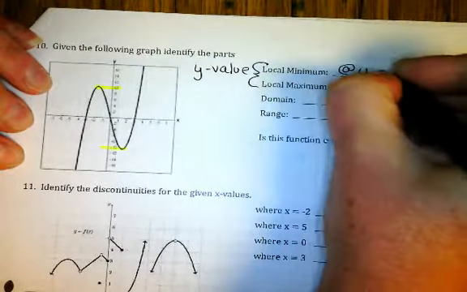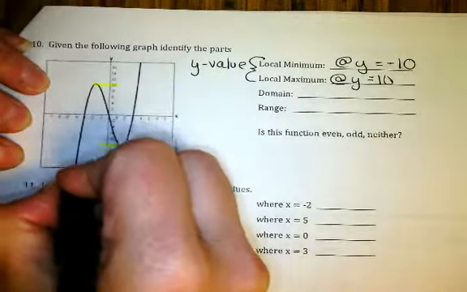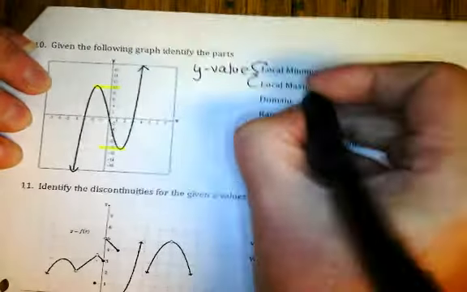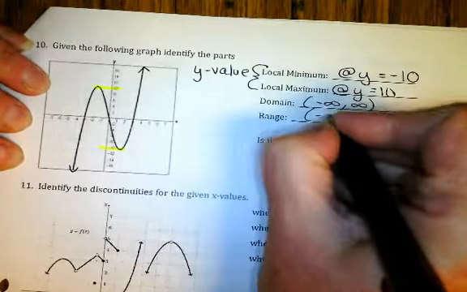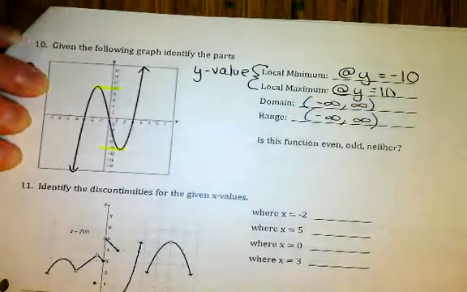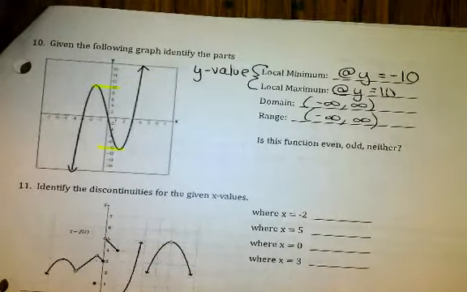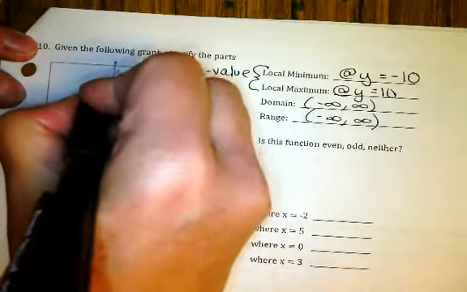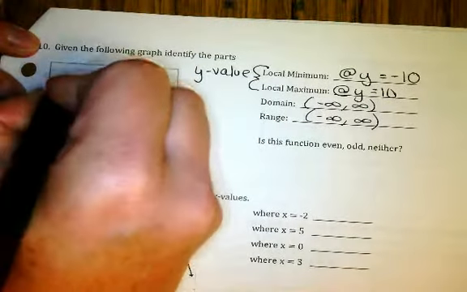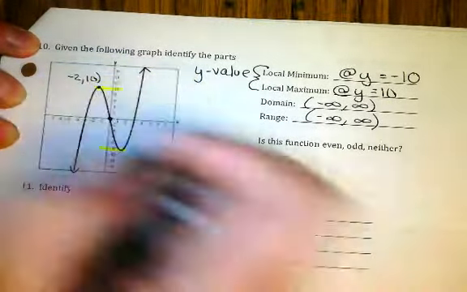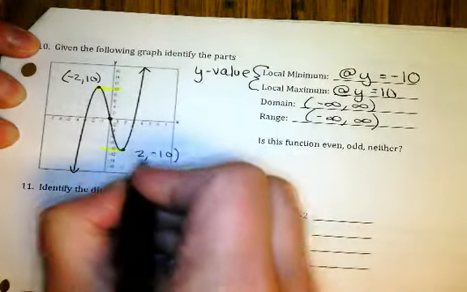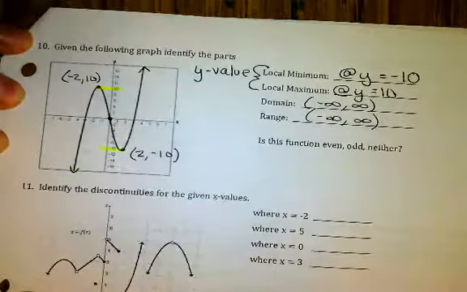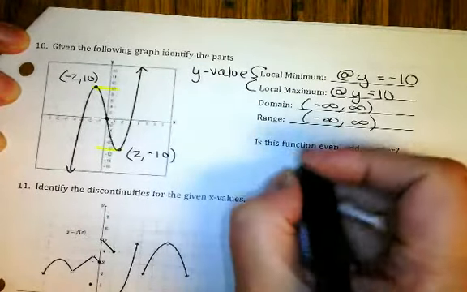at y equals -10. Now, for my domain and range on this, this thing does go forever left and right and forever up and down. And then they ask, is this function even or odd? Well, if you take a point, for instance, this point here is -2, 10. And you take this point here, it's at 2, -10. You want to notice that they flipped, okay? So since they flipped, this is an even function.